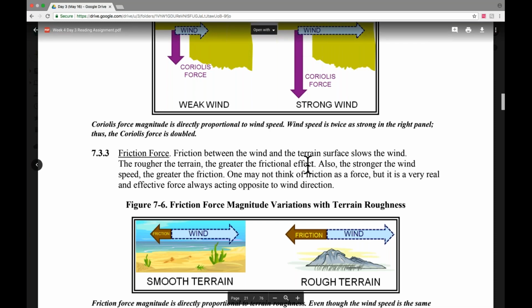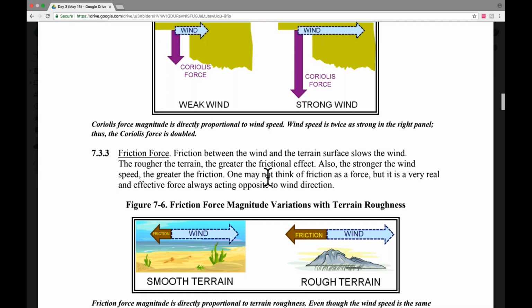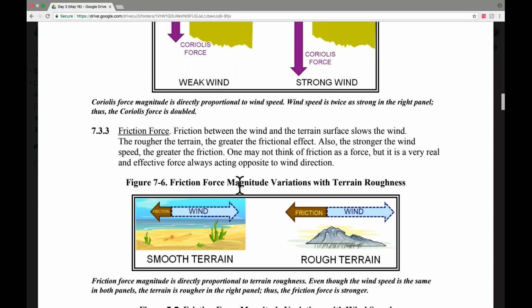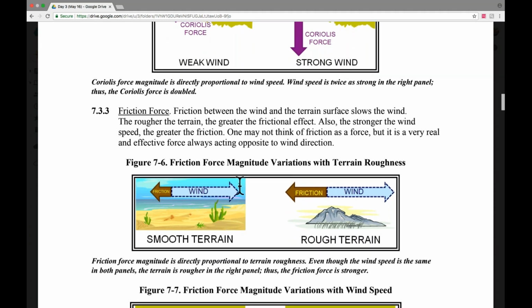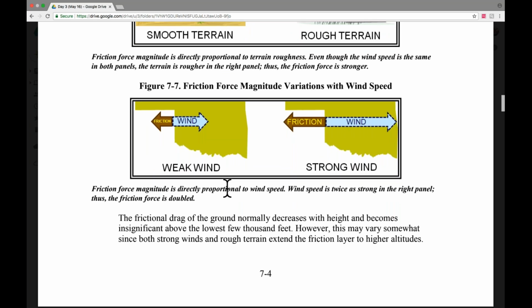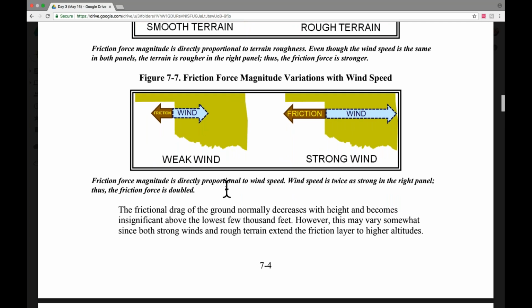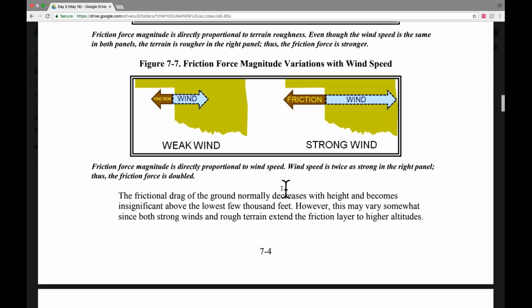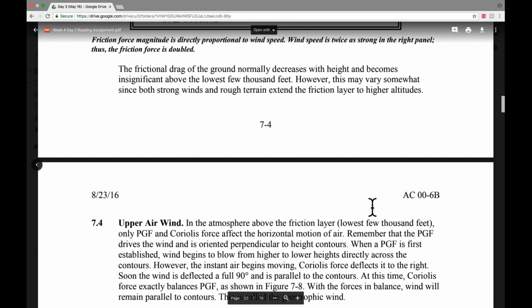So the rougher the terrain, the greater the frictional effect. Also, the stronger the wind speed, the greater the friction. Okay. One may not think of friction as force, but it's a very real and effective force, always acting opposite to wind direction. Okay, so it's the thing that's pushing back. Frictional drag on the ground normally decreases with height, becoming insignificant above the lowest few thousand feet. However, this may vary somewhat since both strong winds and rough terrain extend the friction layer to higher altitudes.